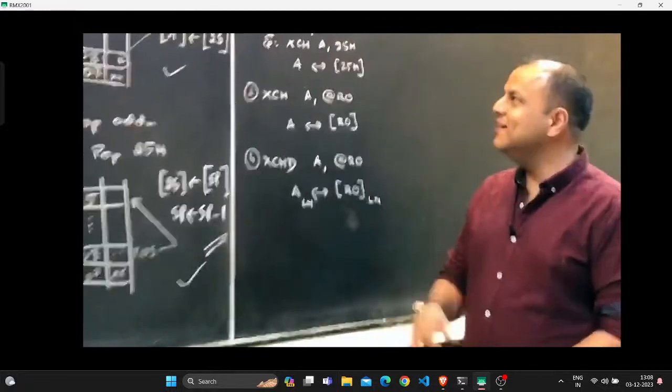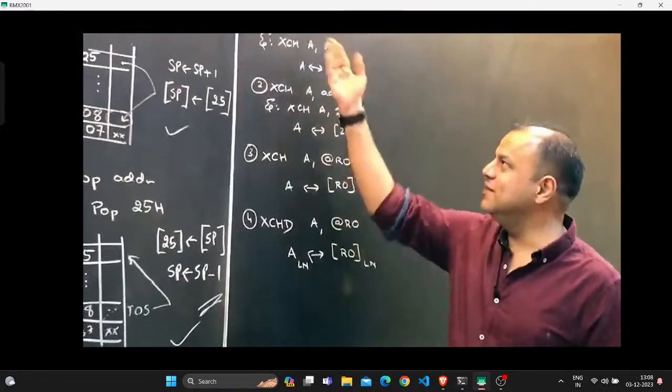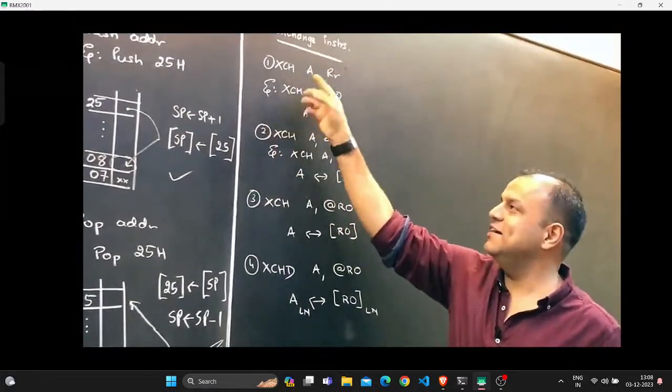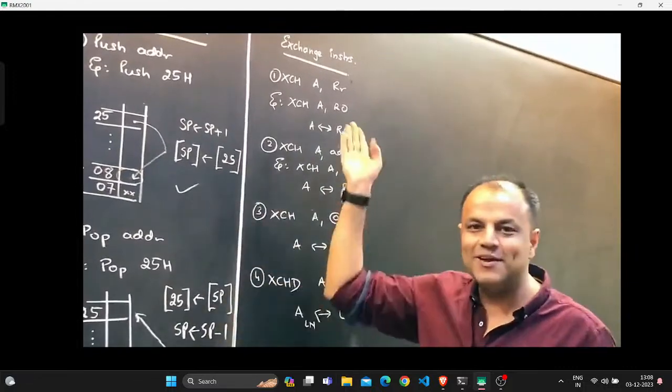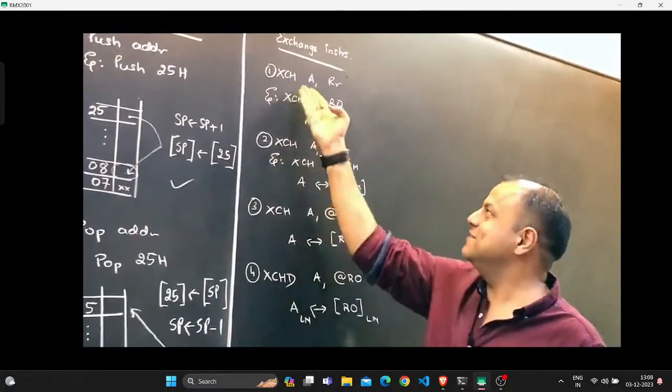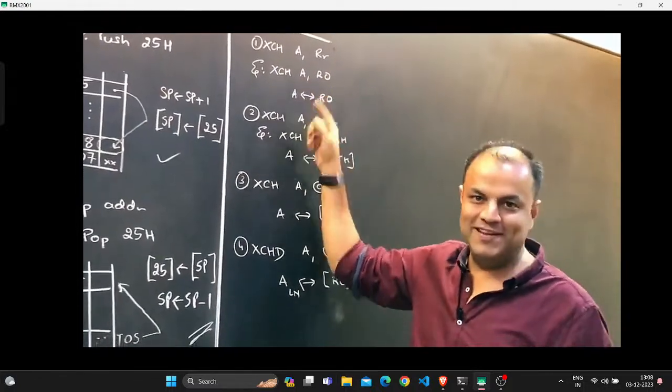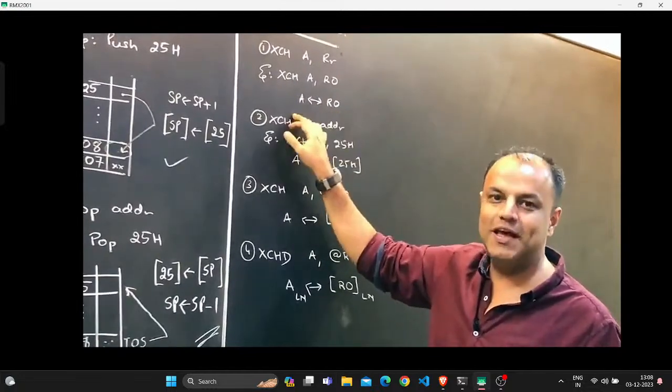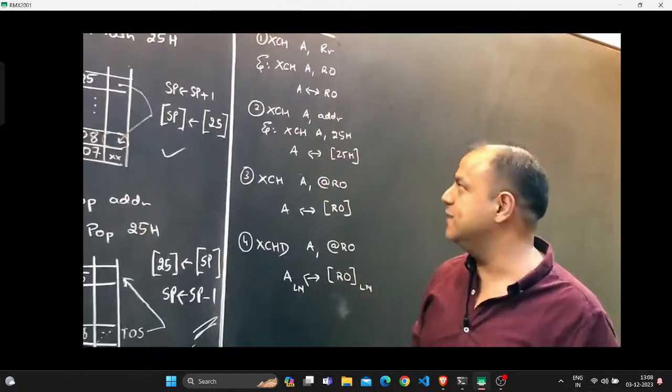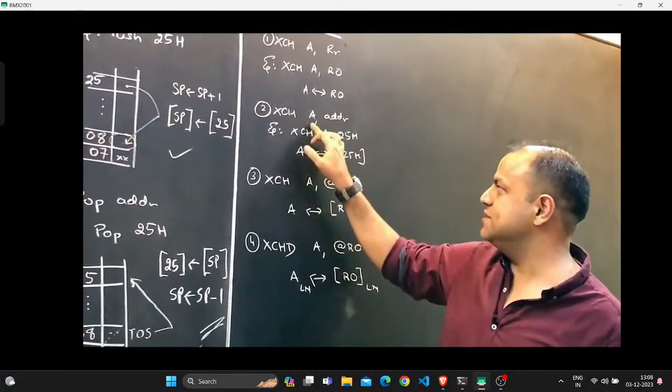Now, last part, very easy, super simple. The name itself is the answer. Exchange instruction. Exchange A and register. Come on. After explaining this, don't expect me to explain this. There's nothing in it. Exchange A and a register. We'll interchange the value of A and that register. If A was 20 and the register was 40, A will become 40, the register will become 20. As simple as that.